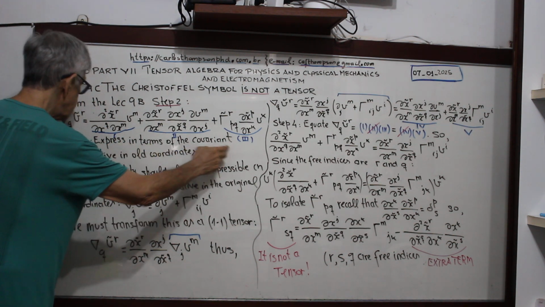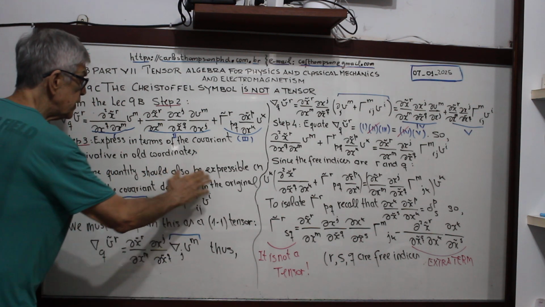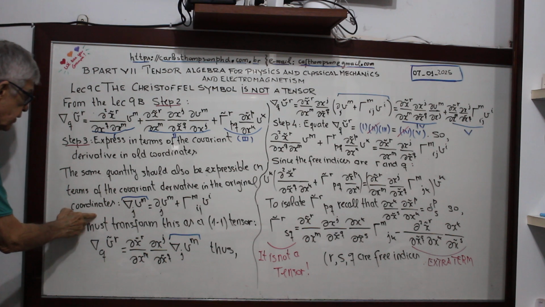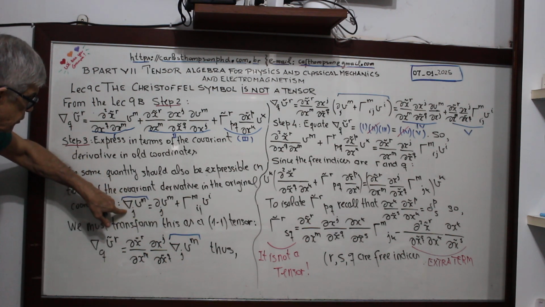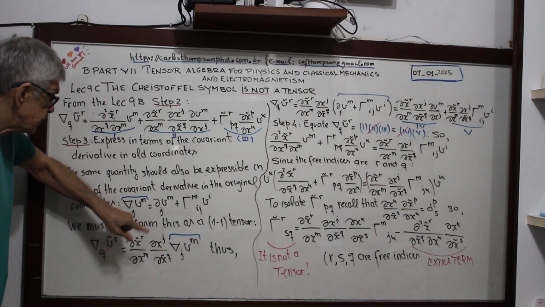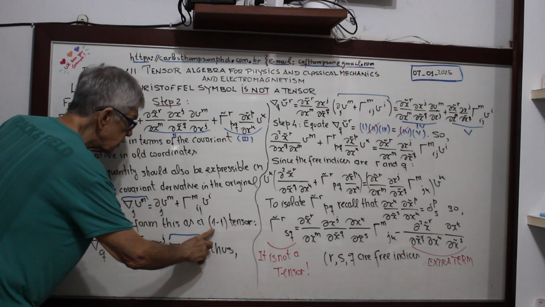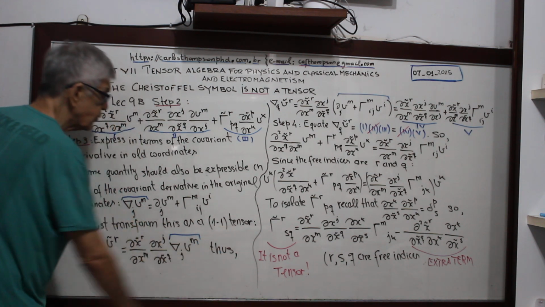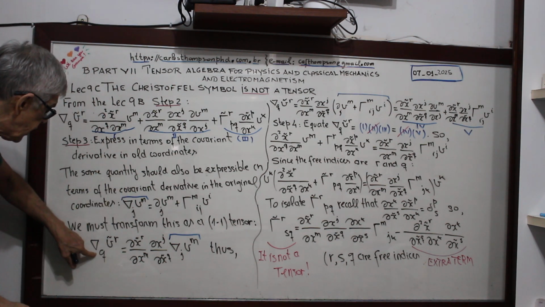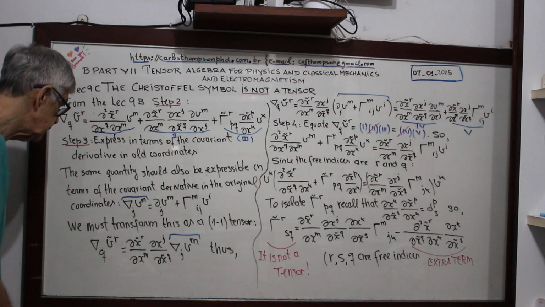Express in terms of the covariant derivative in old coordinates. The same quantity should also be expressed in terms of the covariant derivative in the original coordinates. These are the covariant derivatives in the original coordinates, no tilde. And we must transform this as a 1-1 tensor. Recall, a 1-1 tensor is one covector and one vector, which we learned from previous lectures. So this is a covariant derivative here in the old coordinates. You just write it down over there.